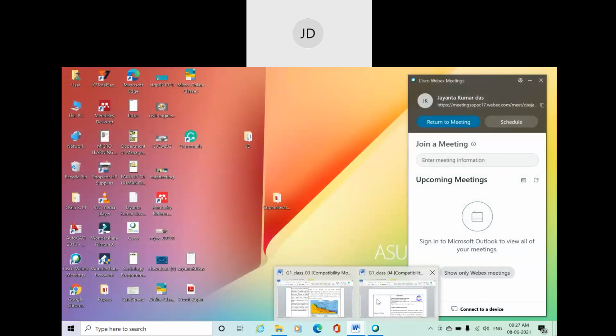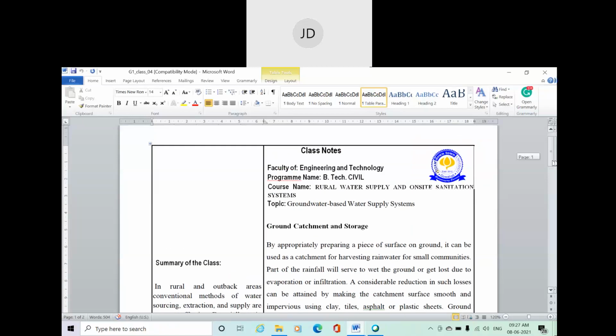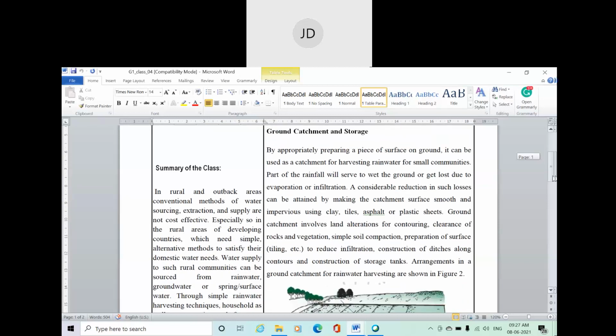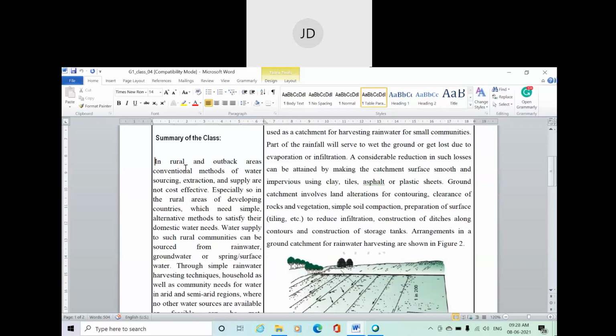Let's go back to that. Yeah, ground catchment and storage. This ground catchment and storage can be done in open space. I will not go line by line, so you can go through everything. I'll just go through it roughly so that you can understand all these things. Here you can see some special summary notes are given.